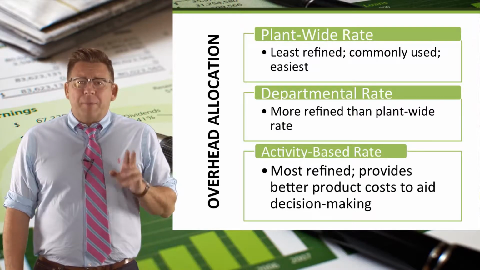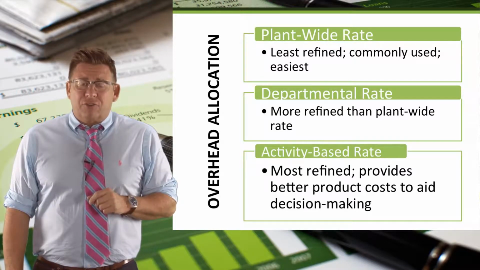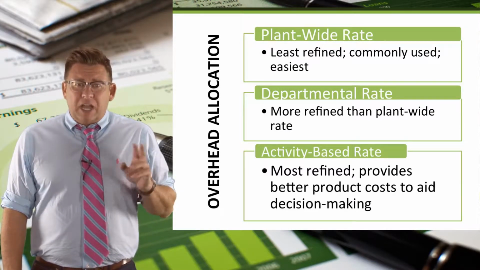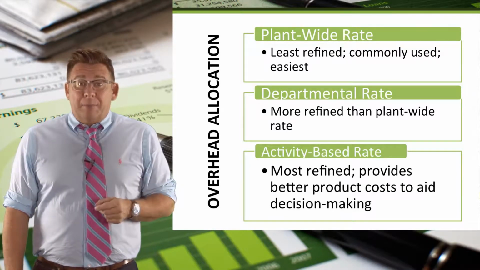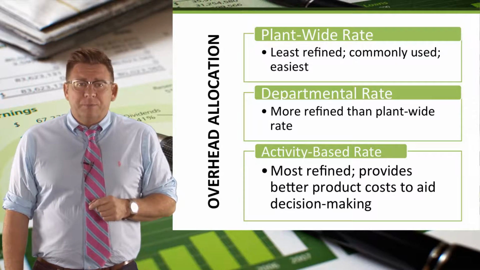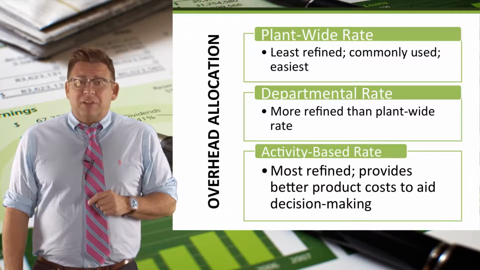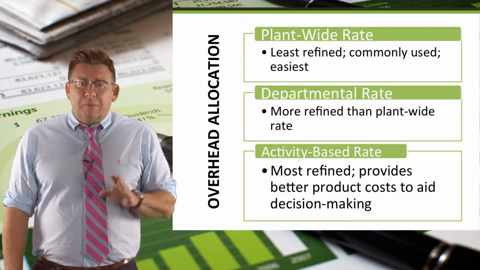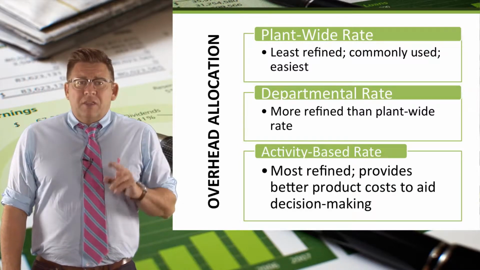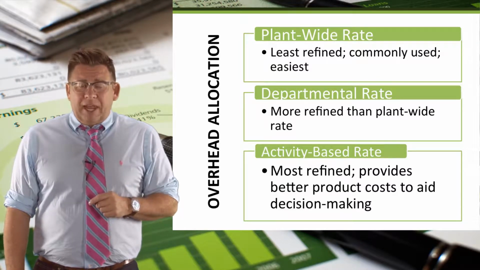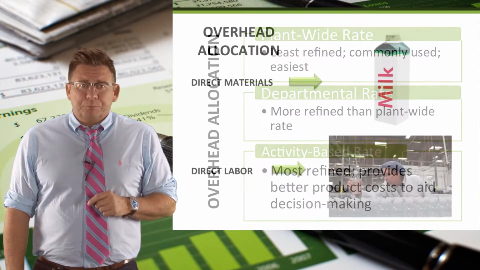There are three common ways to allocate manufacturing overhead to products. The most common is the plant-wide rate. This is what we earlier described as the predetermined overhead rate. Another method is departmental rates. And finally, the most refined method is activity-based costing. In this video, we will revisit the plant-wide rate method.